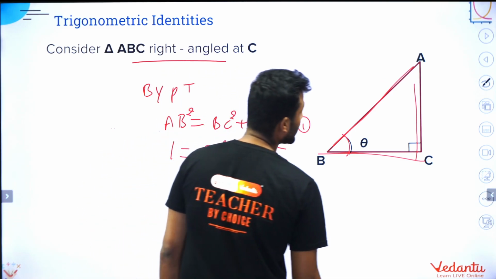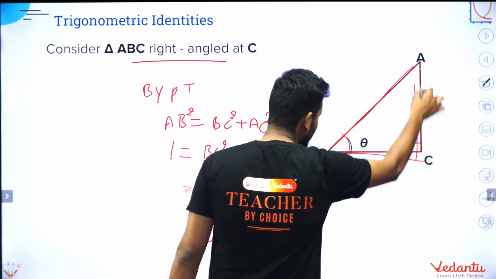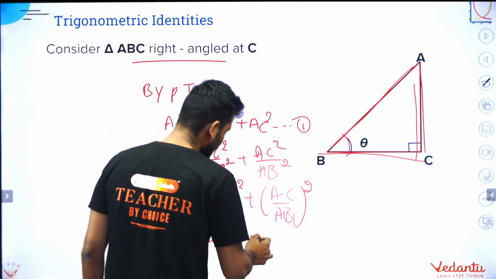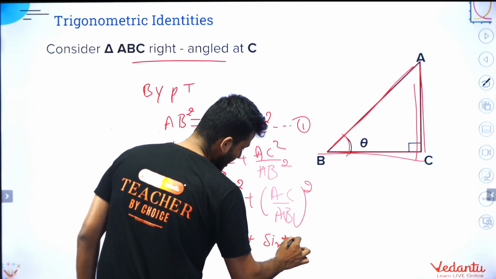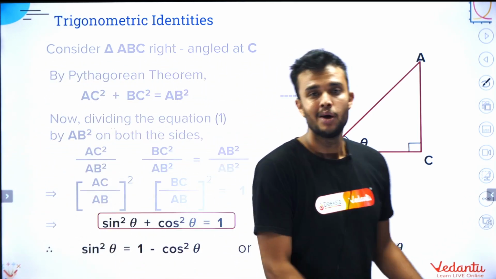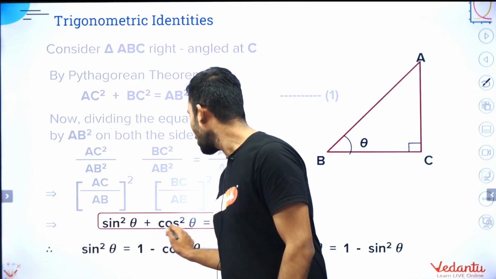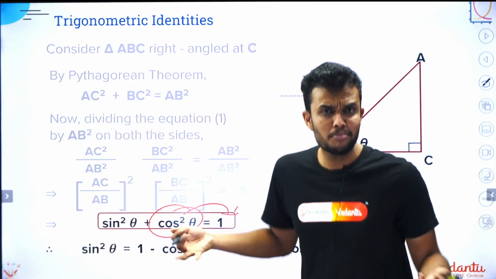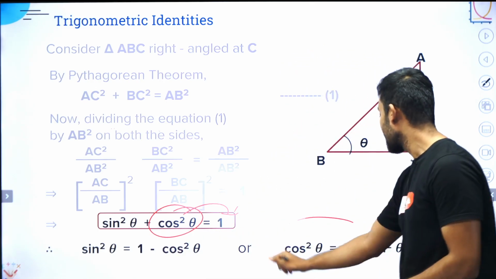Then AC by AB, opposite by hypotenuse, is nothing but sin square theta. Finally, we can write sin square theta plus cos square theta is equal to 1. Very simple. I hope it's clear, guys. If we transfer cos square theta to the RHS, it becomes minus, so sin square theta is 1 minus cos square theta. We can write it like this.